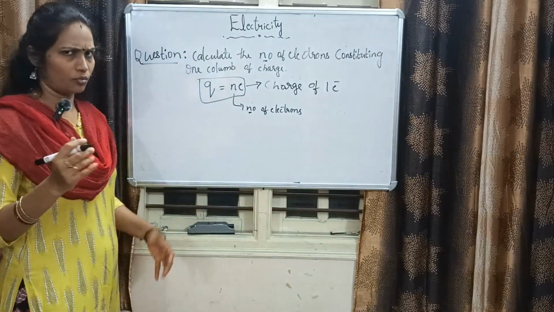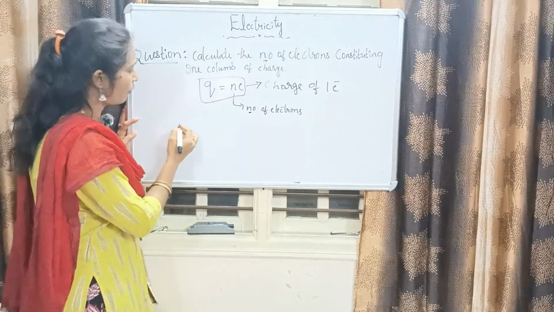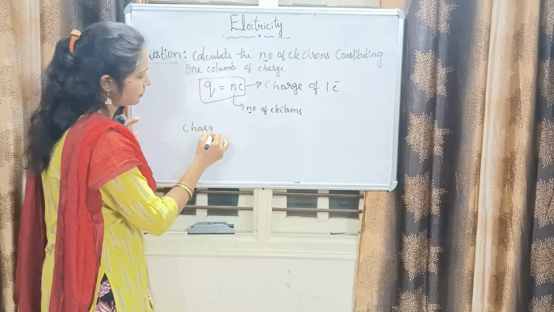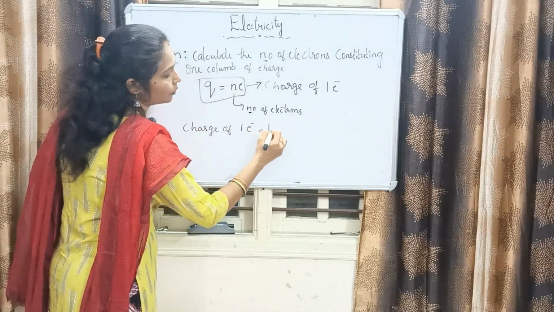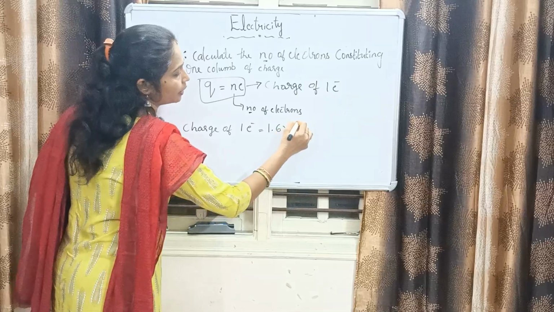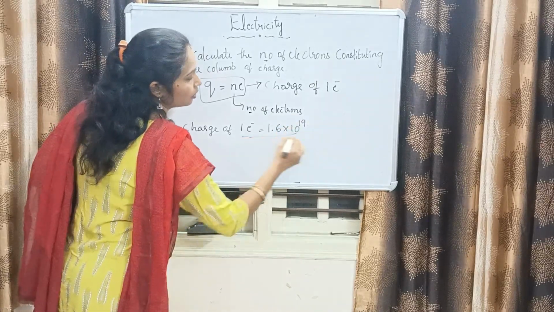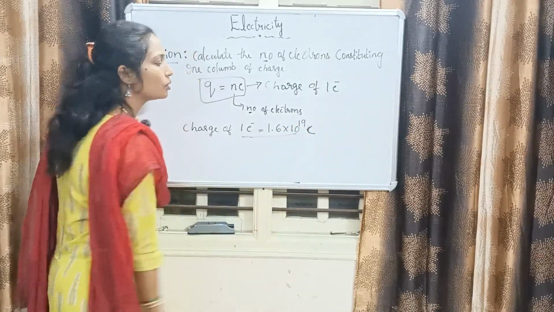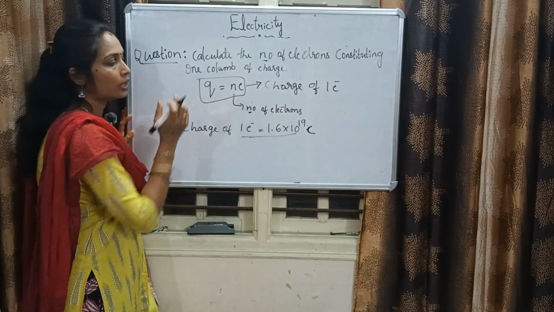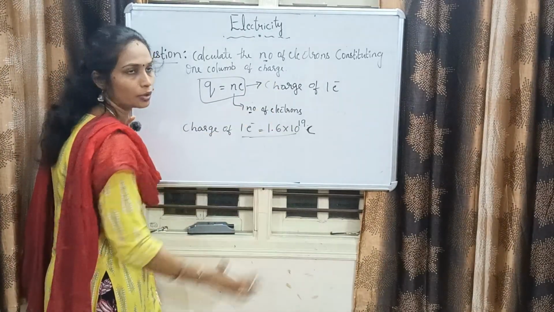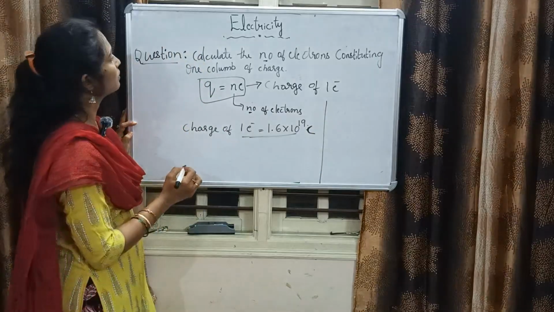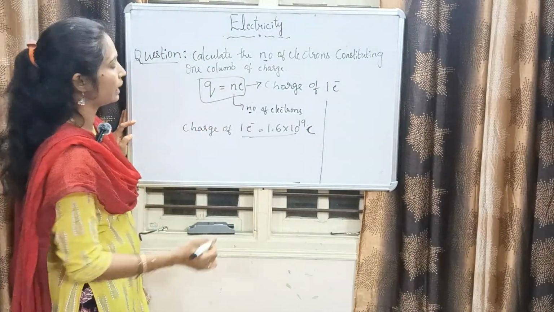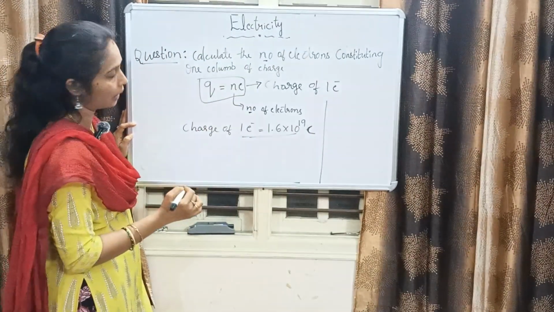Okay, guys. Now, actually, it is in the standard form. The charge of 1 electron is equal to 1.6 into 10 to the power of minus 19 coulomb. So, the charge of 1 electron is nothing but 1.6 into 10 to the power of minus 19. Please note down this one. What is asked is: calculate the number of electrons. The number of electrons you need to calculate.